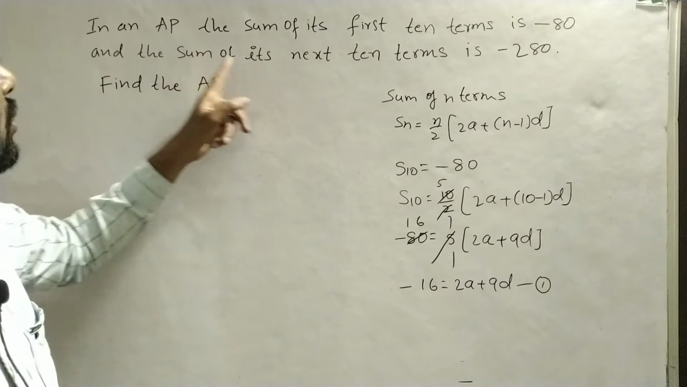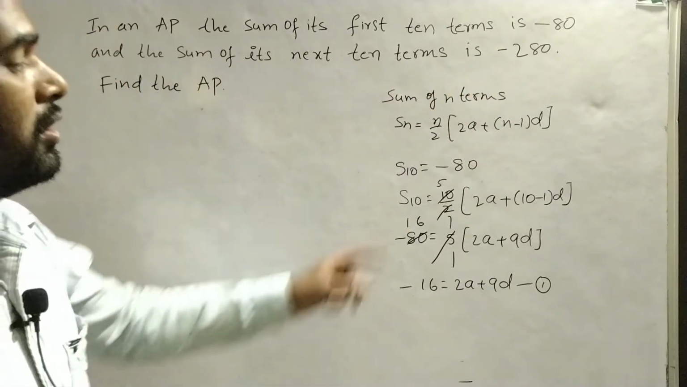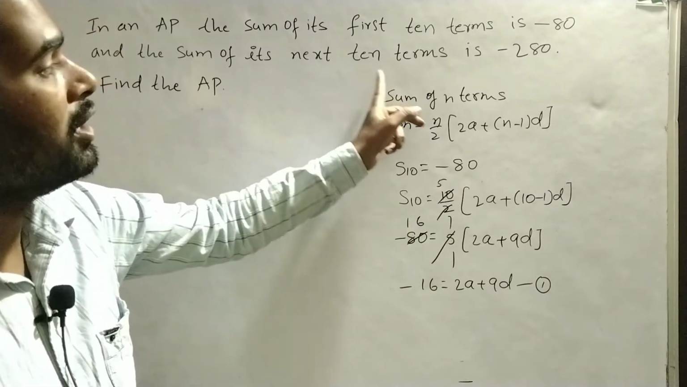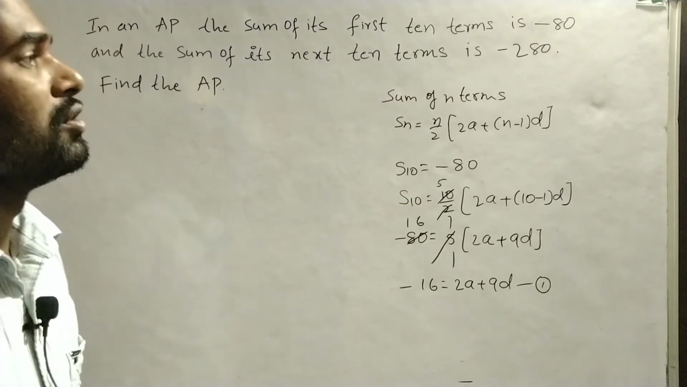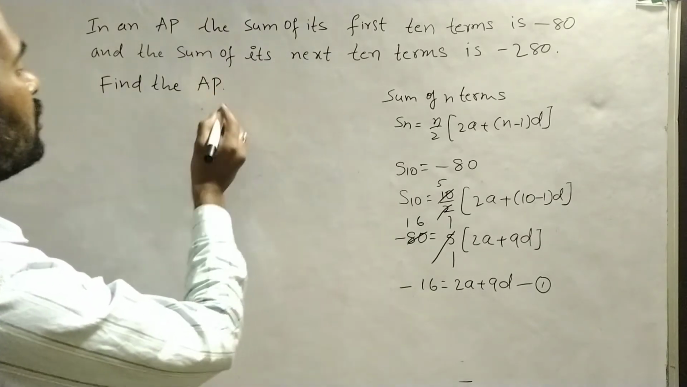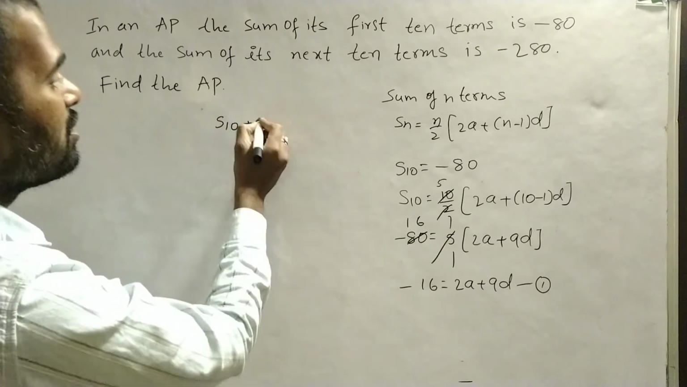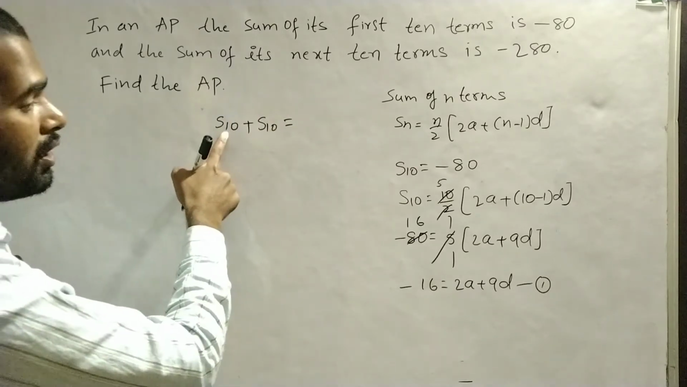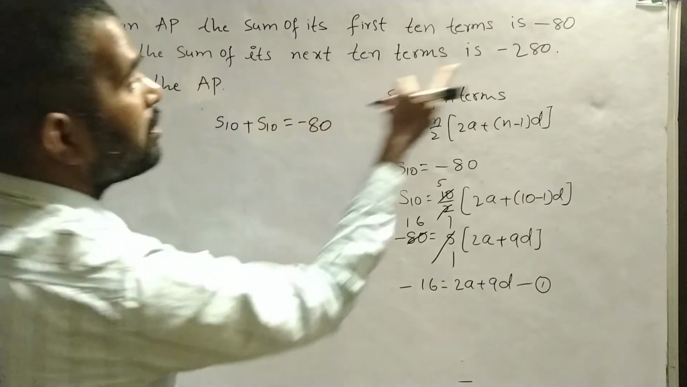Next is given, the sum of its next 10 terms is minus 280. Sum of 10 terms is minus 80. Sum of next 10 terms is minus 280. For example, sum of 10 terms is S10 plus sum of next 10 terms.